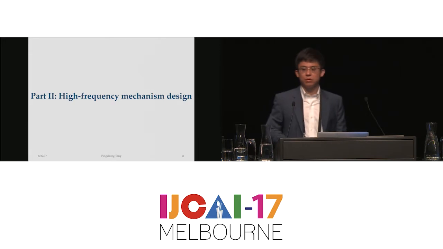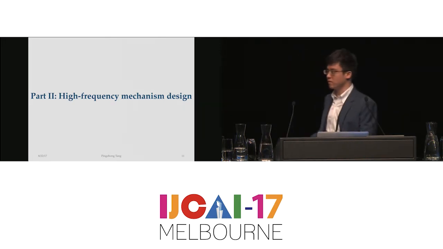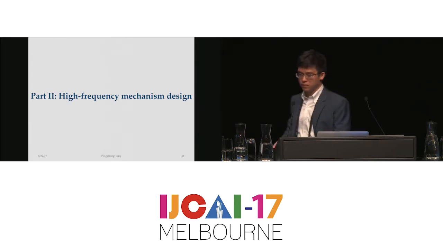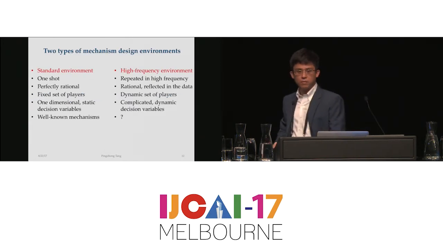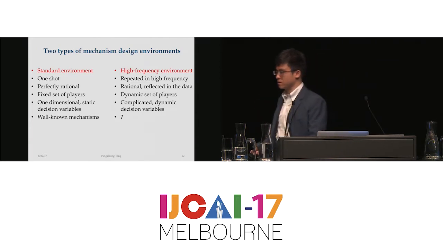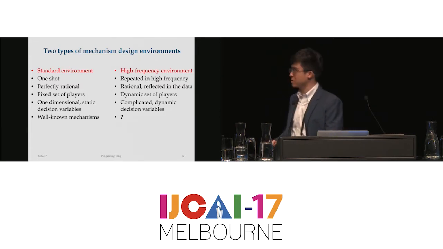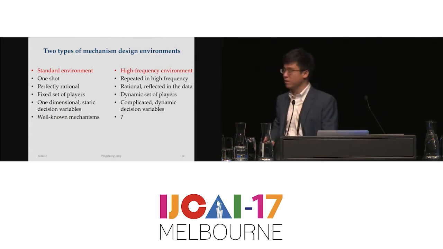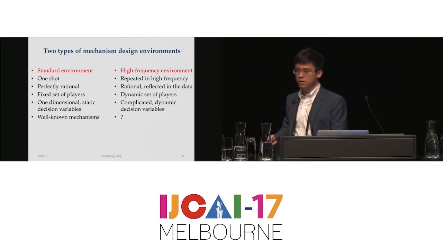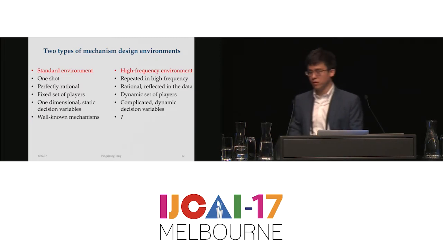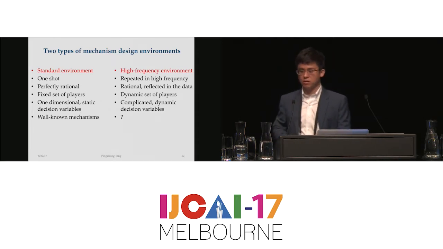So in the second part, I'm going to talk about a new type of mechanism design environment called high-frequency mechanism design. A lot of the people here know the standard environment of mechanism design, which is one-shot, perfectly assuming that players are perfectly rational, and we have a fixed set of players, and the type is usually one-dimensional, and static, and there are many well-known examples. In particular, in Myerson auction, in single-item auctions, we know that Myerson auction maximizes revenue in theory, and we know that the generalized second price auction also did very well in practice, in the practice of sponsored search.